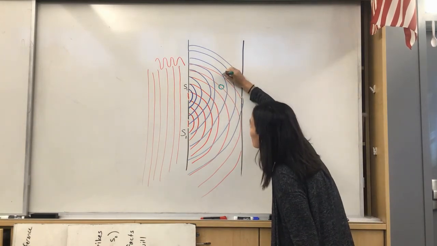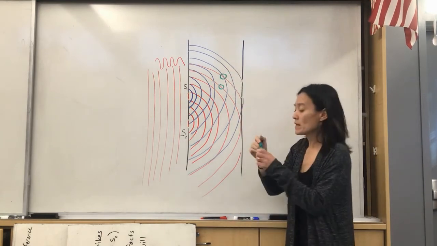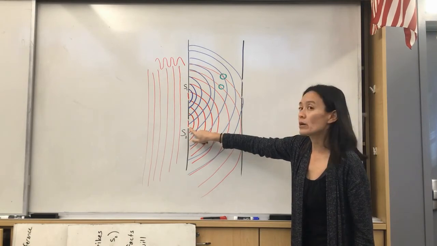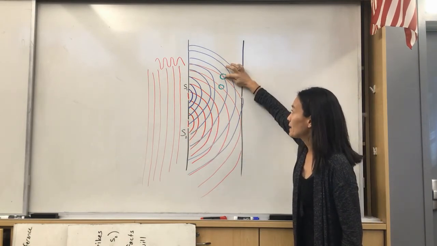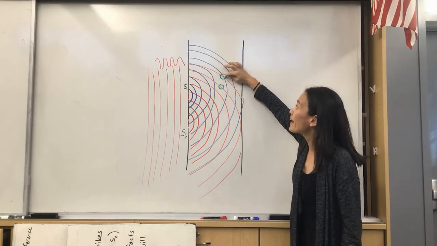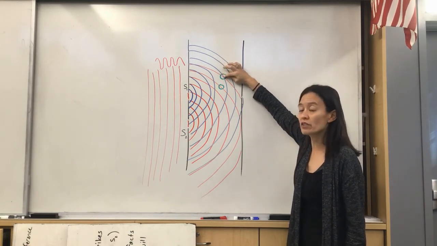At this point right here, my wave from slit 2, my red wave, is at a peak. My wave from slit 1, blue, is at a peak. So right there, you would have constructive interference, okay?